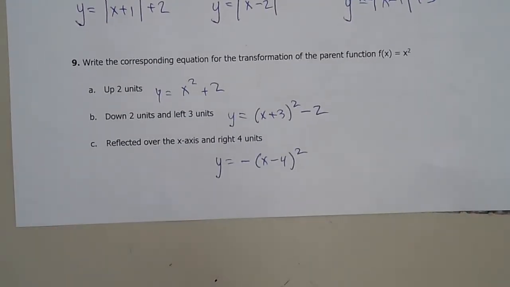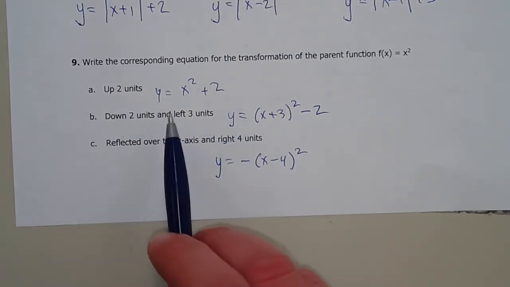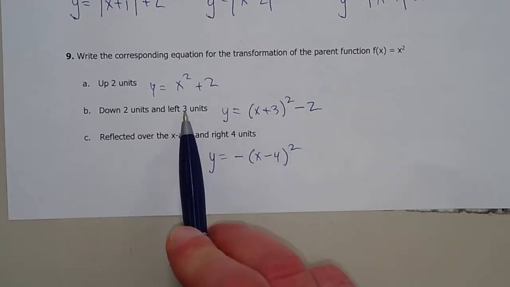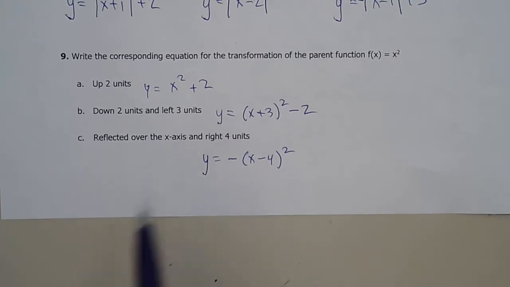Here's kind of more of the same with an x squared function. To just shift up 2, you're just going to add 2 at the end. To go down 2 is the -2 at the end. Left 3 is the +3 in the parentheses. Reflected is negative. Right 4 is going to be a -4 in the parentheses.